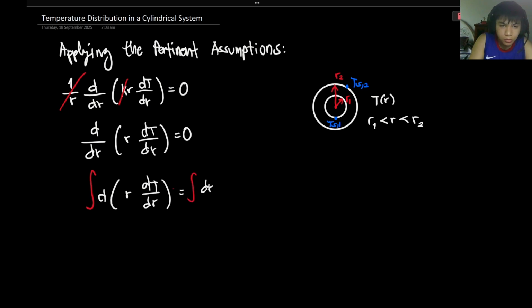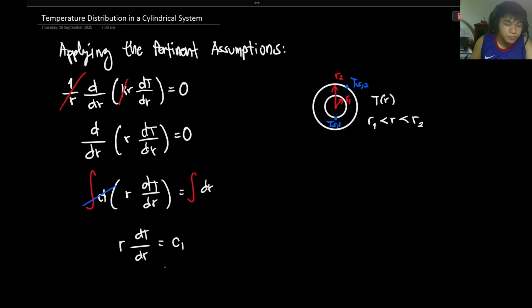Again, we're still not putting any limits of integration yet, since we will apply boundary conditions, so it's fine if we don't put any limits yet. But if you want to, you definitely can. I'll leave that up to you. If you integrate this, the d and the integral will cancel, and this will just be r. This is a constant, so it's going to be C1. So r dT over dr is equal to C1.